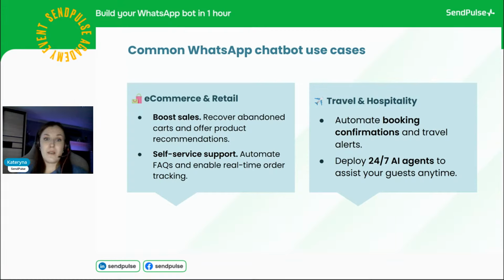to boost sales, like recover abandoned carts or offer product recommendations, set notifications about new discounts and so on, and also automate FAQs or support, like an auto-replying option. For travel and hospitality as well, you may automate booking confirmations and travel alerts, or deploy AI agents to answer all inquiries and questions 24/7.